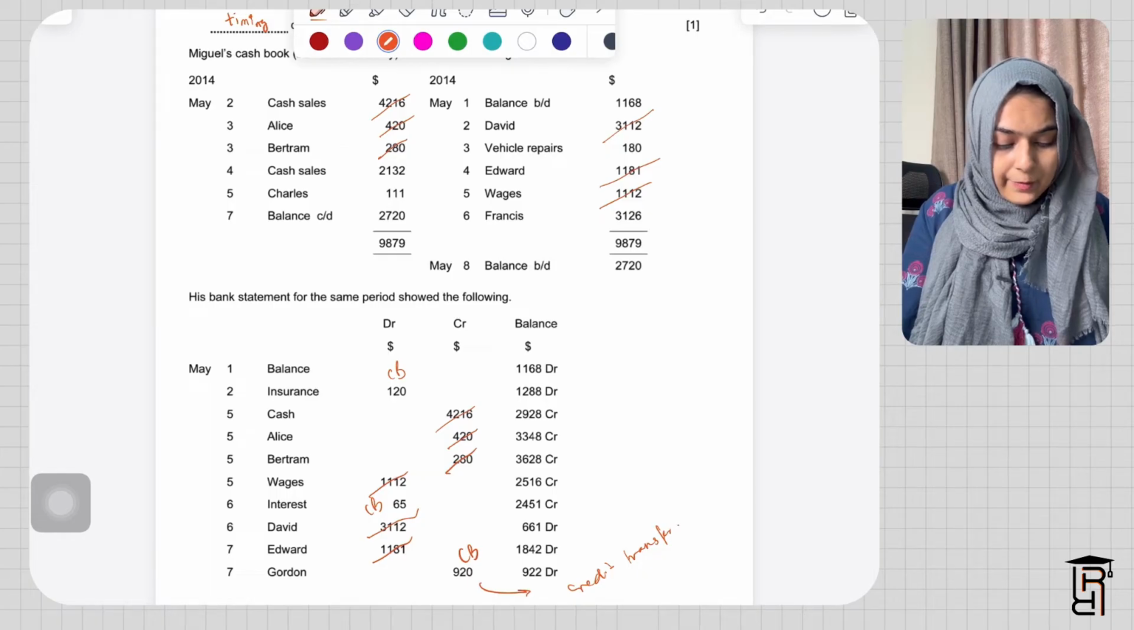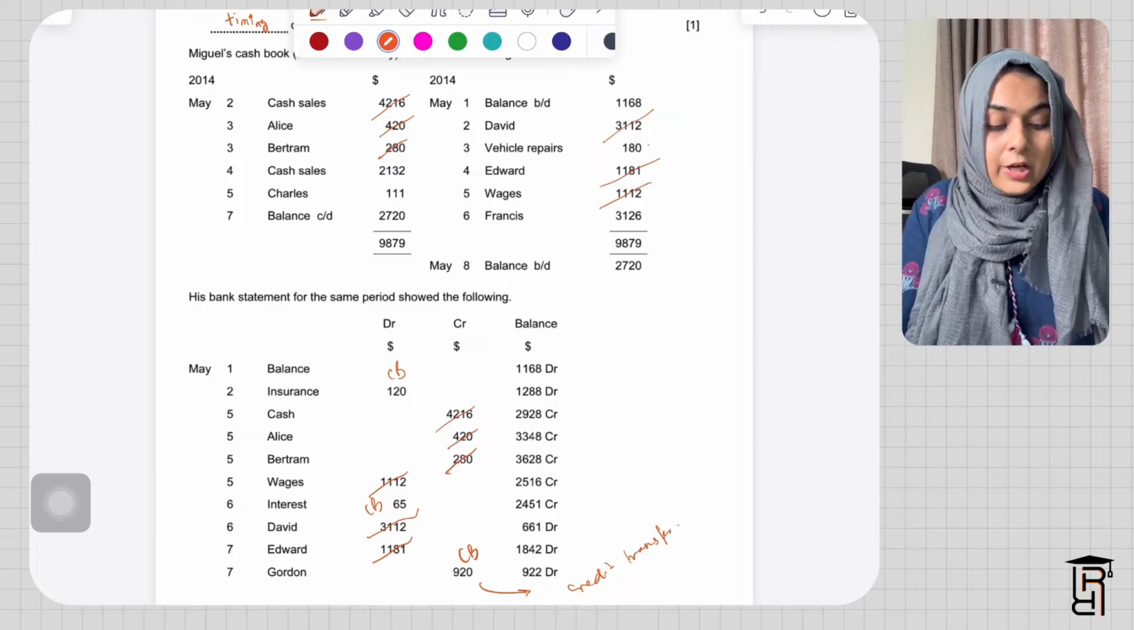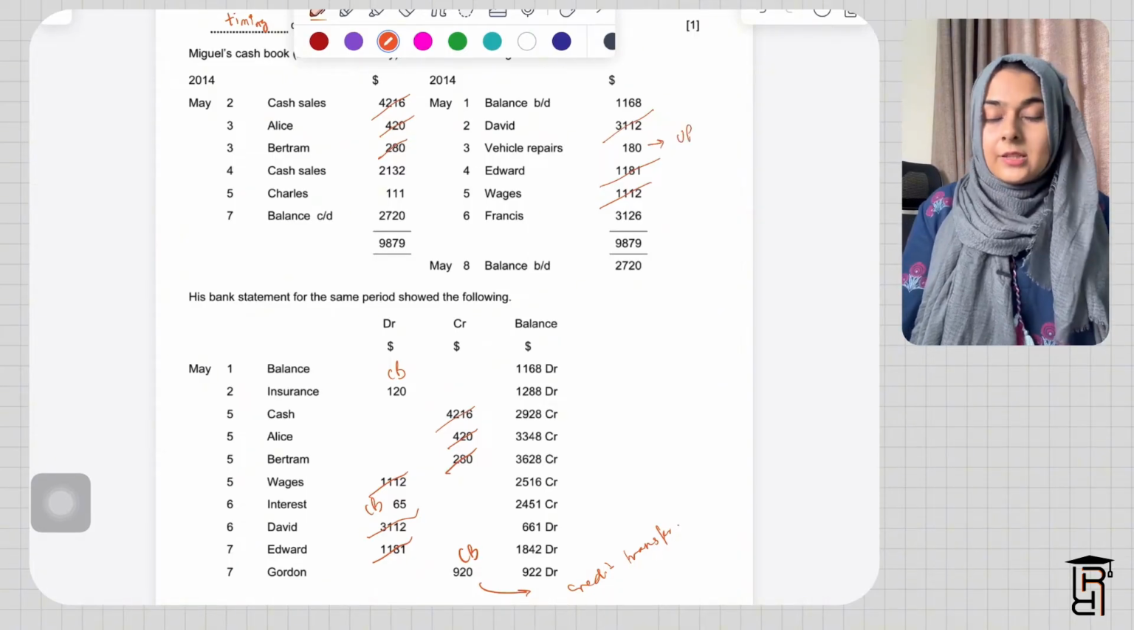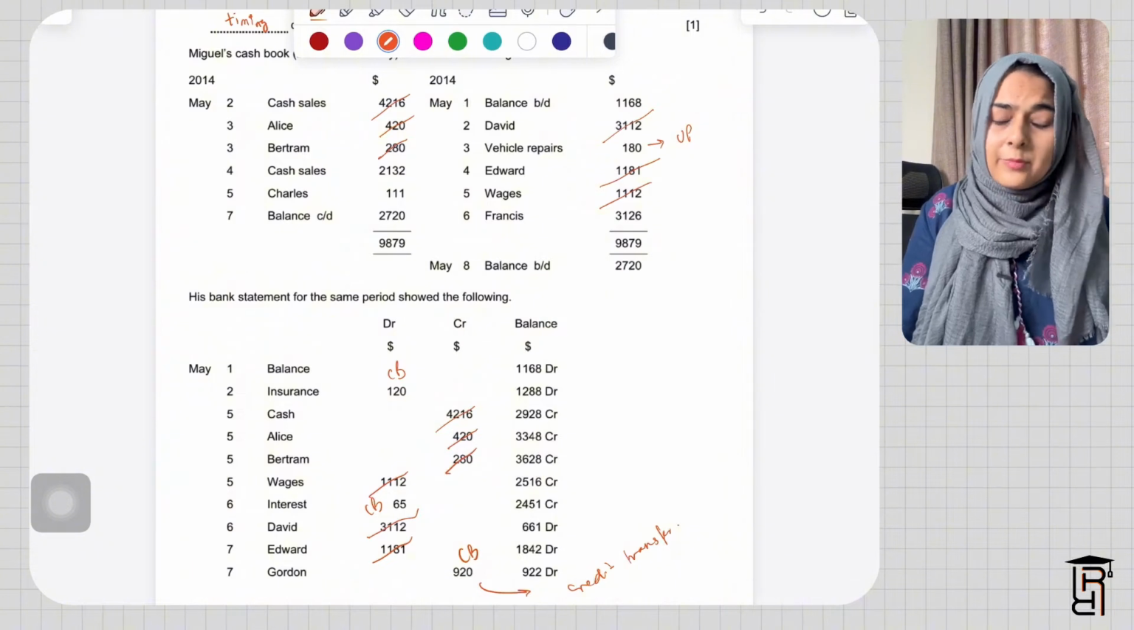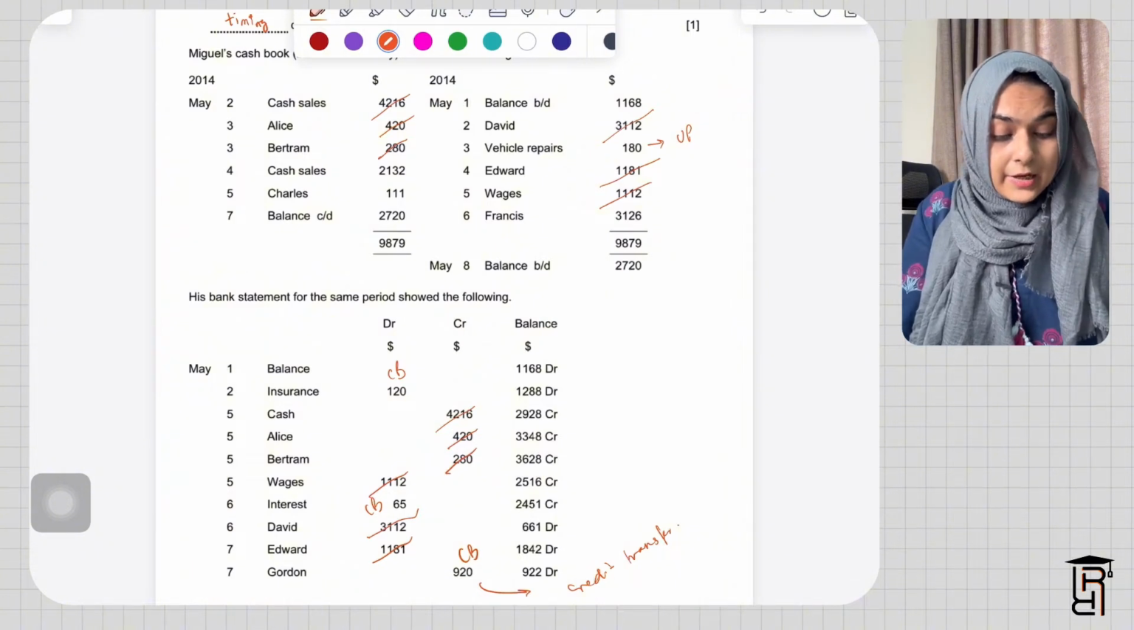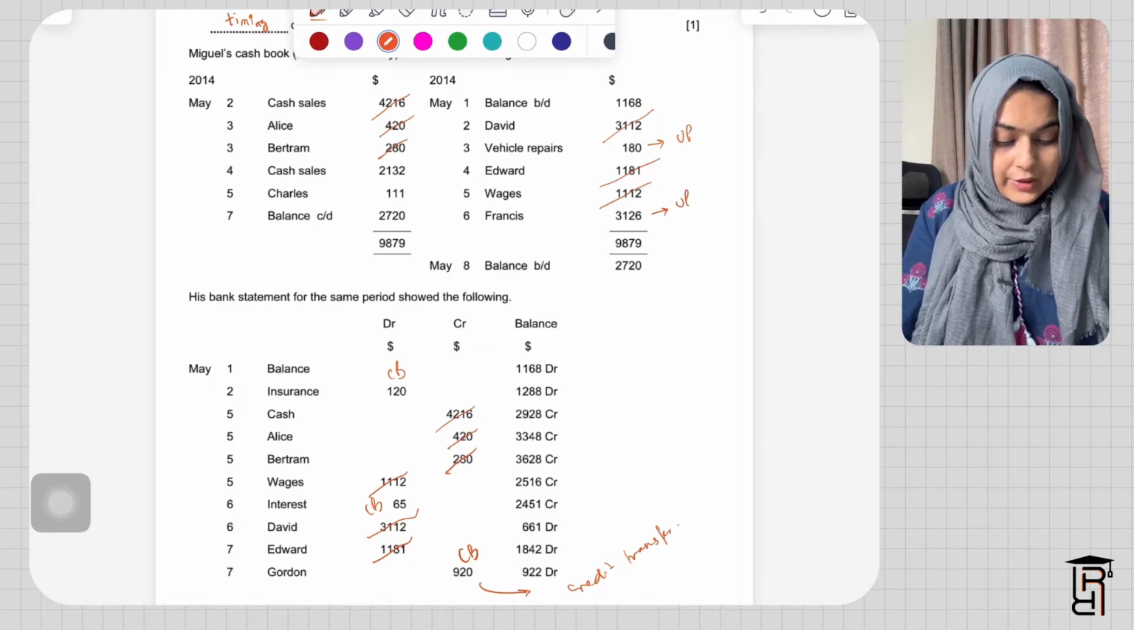Okay, and then for my bank reconciliation statement, I am going to record this vehicle repairs. This is an unpresented check because it's on the credit side, it's a payment. Unpresented checks are payments. Francis, the check to Francis is also an unpresented check, which we have basically paid to Francis.